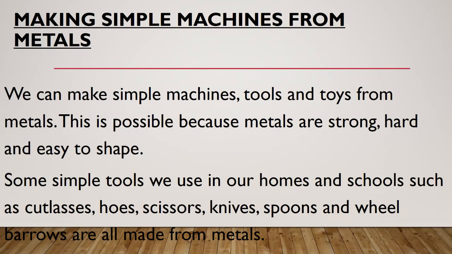Making simple machines from metals. We can make simple machines, tools and toys from metals. This is possible because metals are strong, hard and easy to shape. Some simple tools we use in our homes and schools, such as cutlasses, hoes, scissors, knives, spoons, and wheelbarrows are all made from metals.